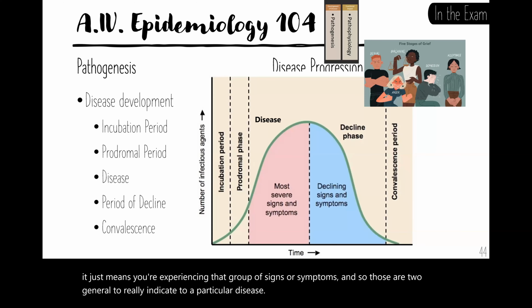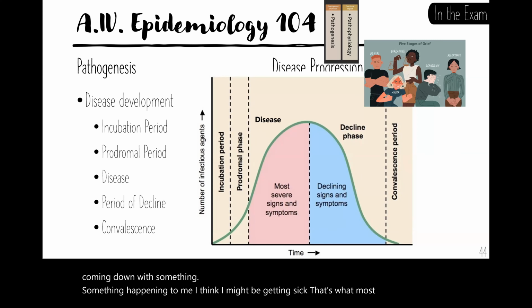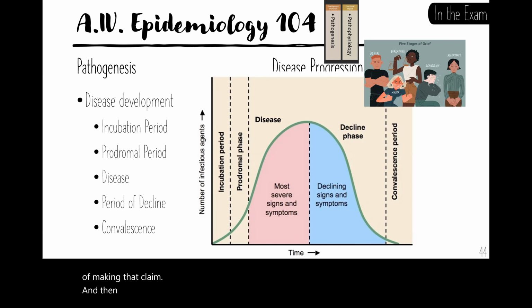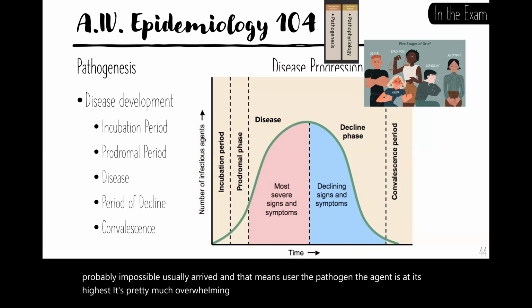So this is at that point in time when you're not feeling too hot, then you start going, oh, I think I'm coming down with something. Something's happening to me. I think I might be getting sick. That's when most people start kind of making that claim. And then you enter the third stage, which is disease, right? This is also known as a clinical period, in case you're wondering, in which the disease pretty much reaches its full potential and all the signs and symptoms that are probable or possible usually arise. And that means usually the pathogen, the agent, is at its highest. It's pretty much overwhelming your system. And at this point in time, it's a battle between you and the agent itself.